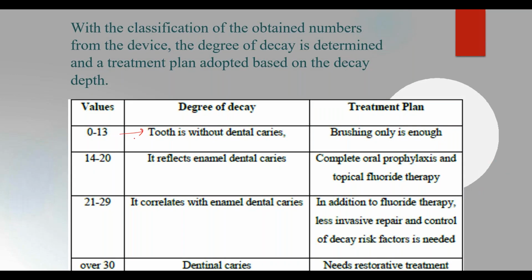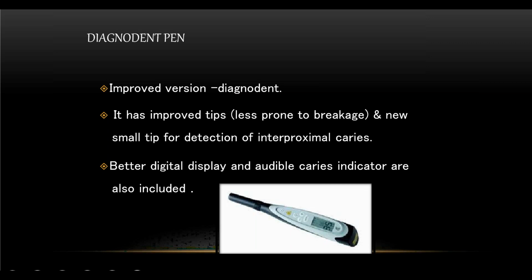So this is the scoring. 0 to 13, tooth is without dental caries. 14 to 20, it reflects enamel or dentine caries. 21 to 29, it correlates with enamel and dentine caries, that there is presence of the caries, and over 30 is definitely dental caries. Diagnodent pen is actually a compact system of your diagnodent system where it can be used in the interproximal caries.